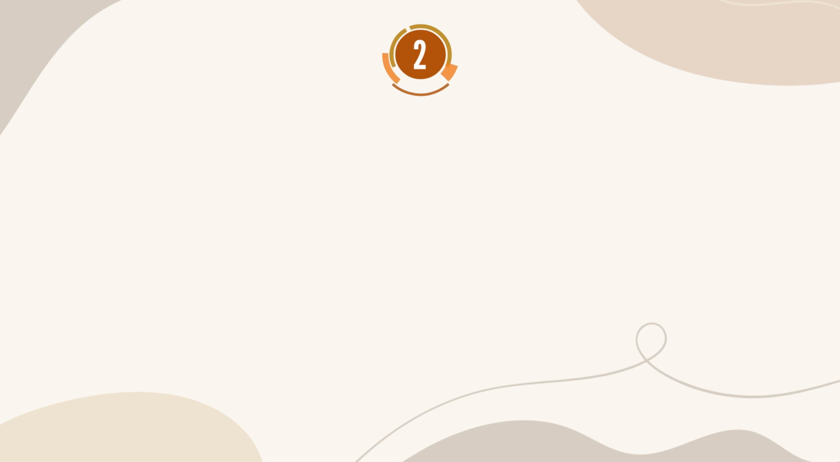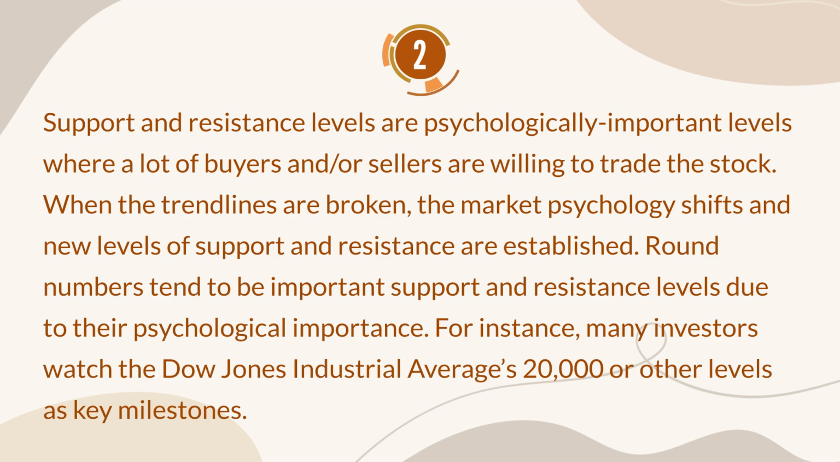Number 2. Support and resistance levels are psychologically important levels where a lot of buyers and/or sellers are willing to trade the stock. When the trend lines are broken, the market psychology shifts and new levels of support and resistance are established. Round numbers tend to be important support and resistance levels due to their psychological importance. For instance, many investors watch the Dow Jones Industrial Average's 20,000 or other levels as key milestones.